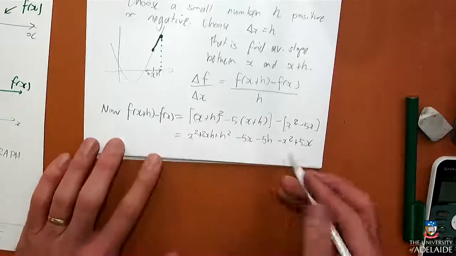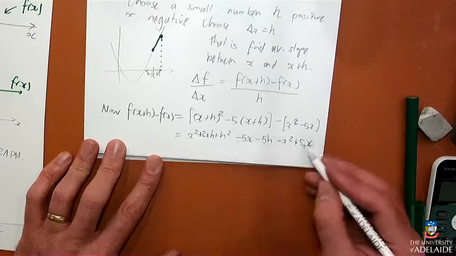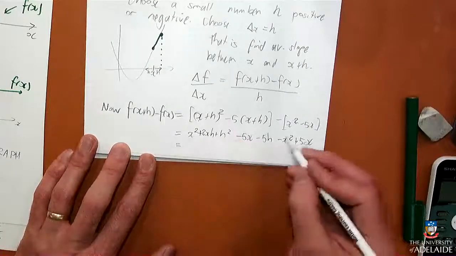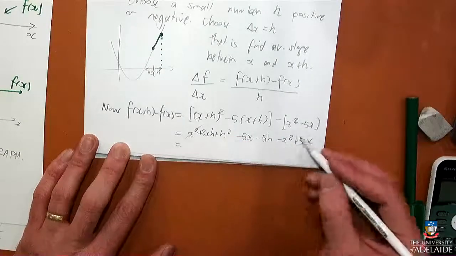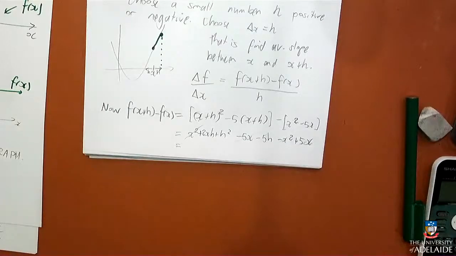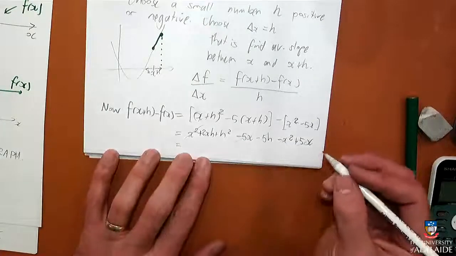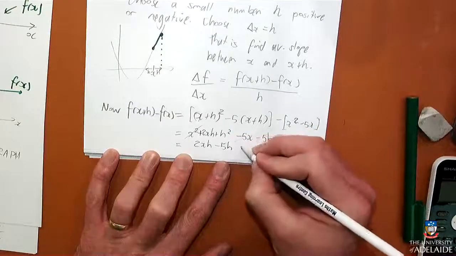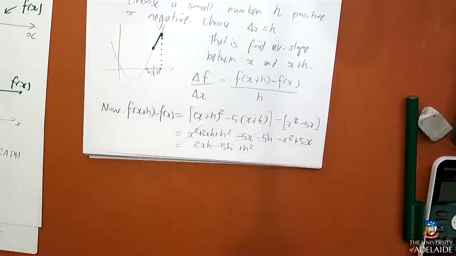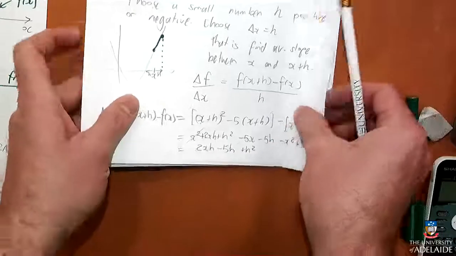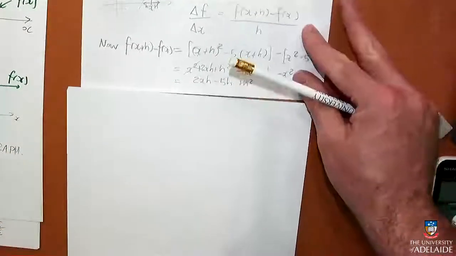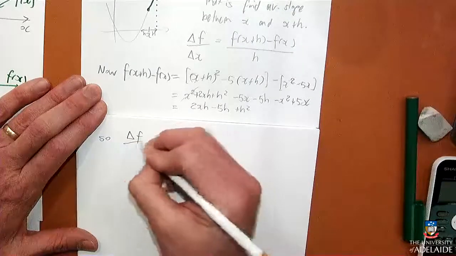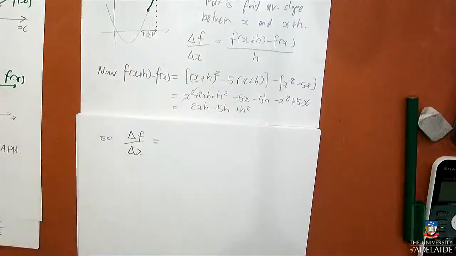Oh, that's cool. There's a minus 5x here, and there's a 5x there. They'll cancel out. Okay, let's see. x squared, there's another x squared. Oh, and the x squared and the minus x squared, they'll cancel each other out as well. That's kind of nice. And so what have I got? I've got a 2xh minus 5h plus h squared. Okay, cool. So I've figured out what that top line is. And so now what I'll do is go back and actually get back to figuring out what delta f over delta x is.